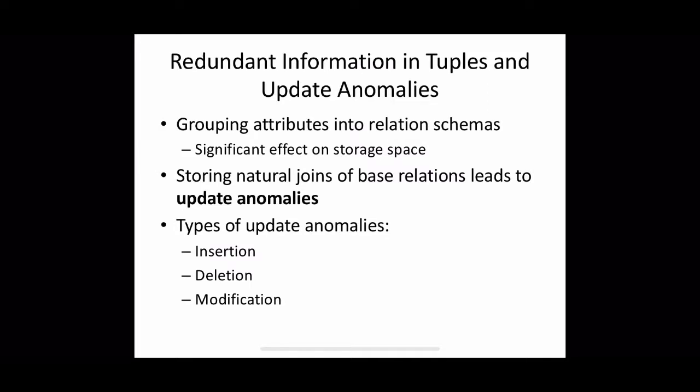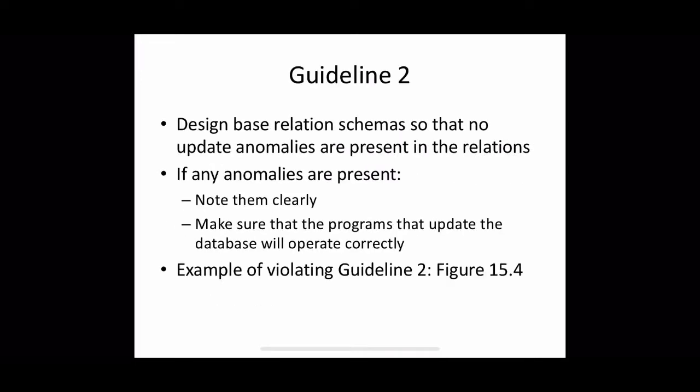And second, this extra or redundant information will create a lot of update anomalies. Those are insertion anomaly, deletion anomaly, and modification anomaly. So we can see these three types of anomaly. So guideline 2 is: design base relation schema so that no update anomalies are present in the relations. Okay, so as far as possible we have to avoid these types of anomalies. If any anomalies are present, note them clearly and make sure that the programs that update the database will operate correctly without creating any problem.